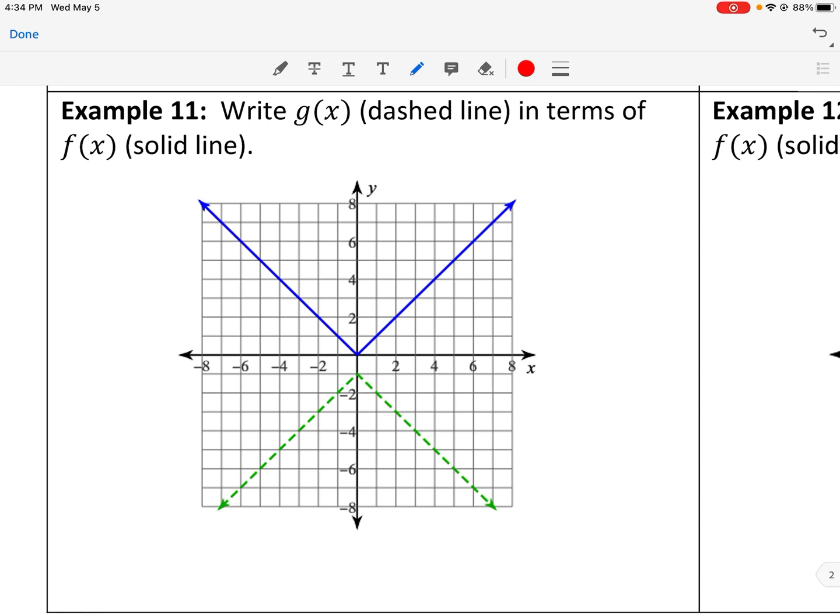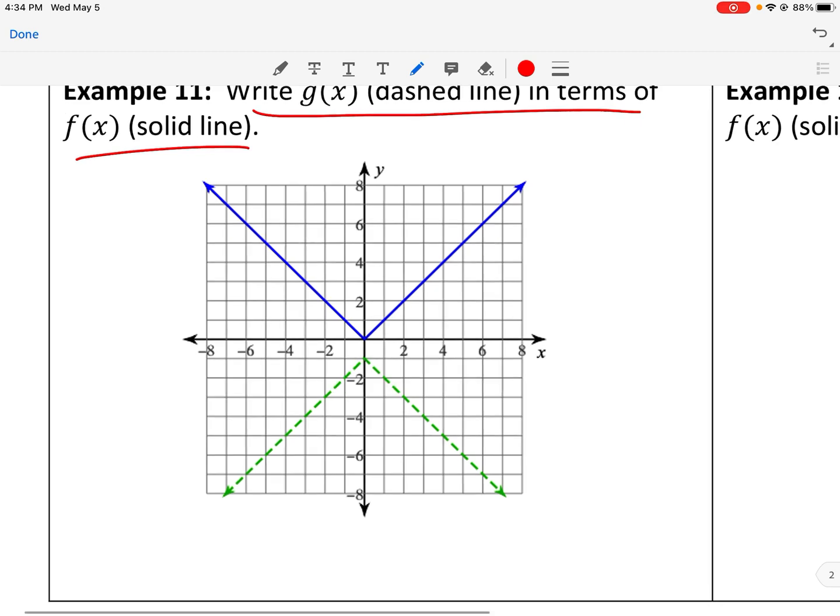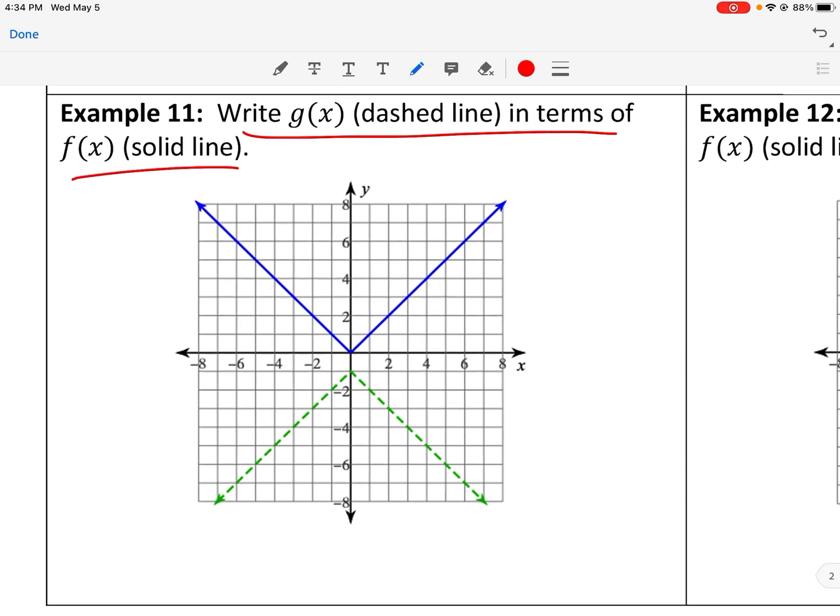The last type of example we're going to do is we're given a new equation, and I'm actually going to change the instructions on this a little bit. I want you to write g of x in terms of f of x. So how did we take the original function and change it to become the new function? But I also want you to write an equation based on what the original parent graph is. So g of x, the first thing we're going to do is just follow the instructions it says right there.